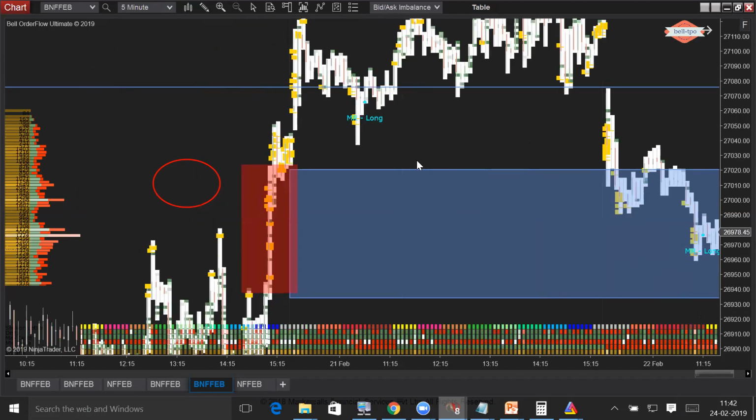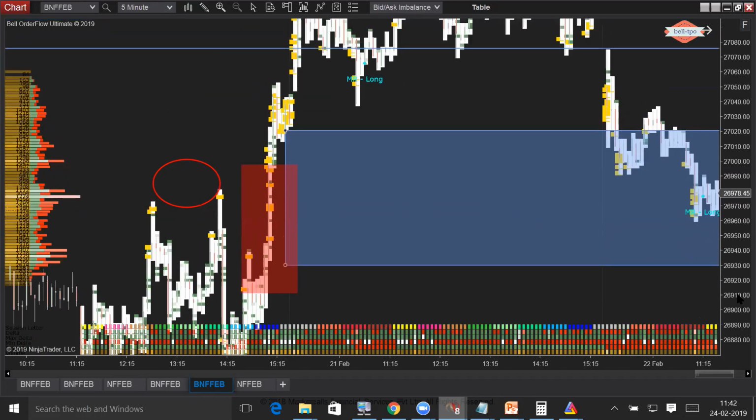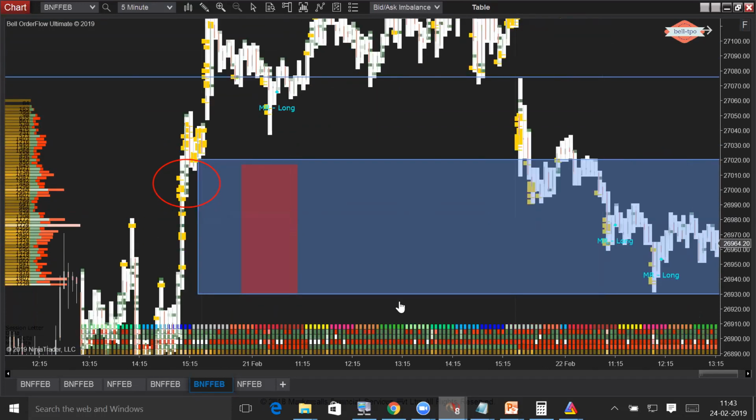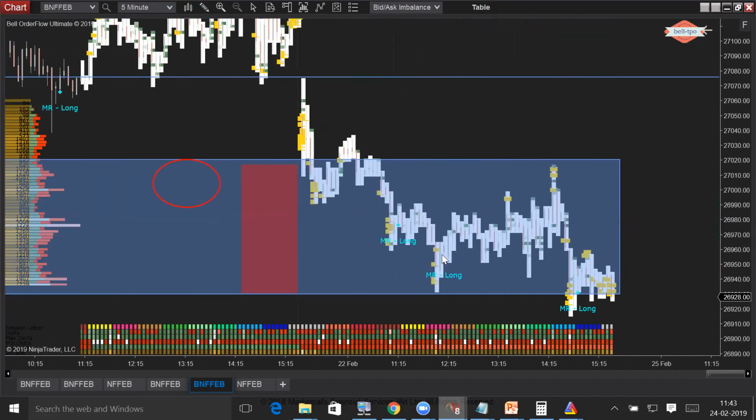All these orders, you see that it's almost punched. This entire block started from here. I think it started from here. Yeah, it started almost from here, and now the price is almost in this band. So this band is quite crucial to watch out for.